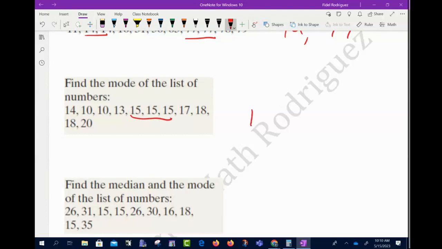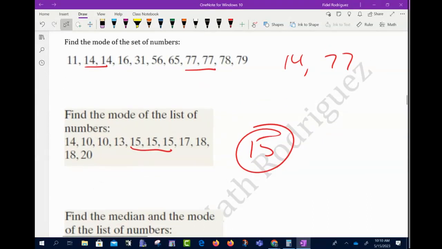15, right? So y'all, the reason why I wanted to mention that is sometimes people say, well, why didn't you list 10? Why don't you list 18? Because 15 occurred the what? The most, right? And in the previous problem, 14 and 77, they both occurred twice. We never had anything that occurred more than that.